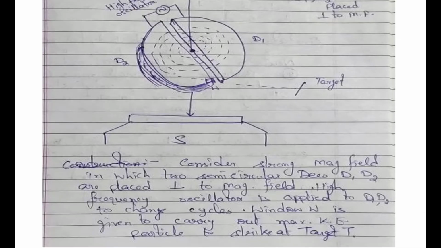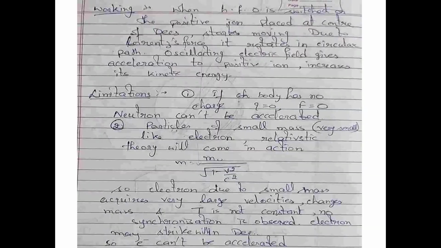Consider a strong magnetic field in which two semicircular Ds, D1 and D2, are placed perpendicular to the magnetic field. The high frequency oscillator is applied to D1, D2. A window W is given to carry out the maximum kinetic energy, and the charged particle comes out of the window and strikes the target.